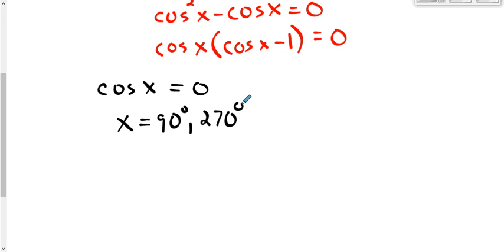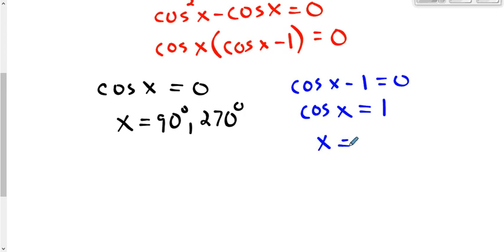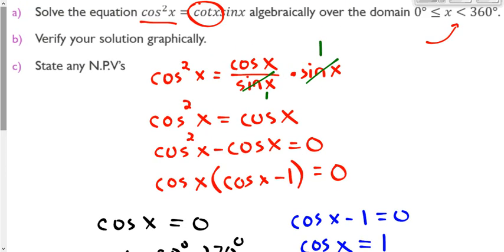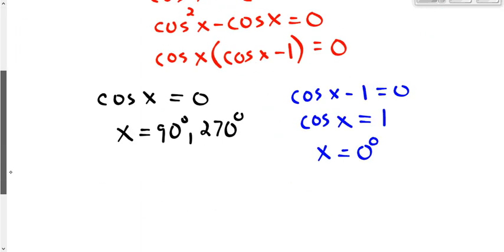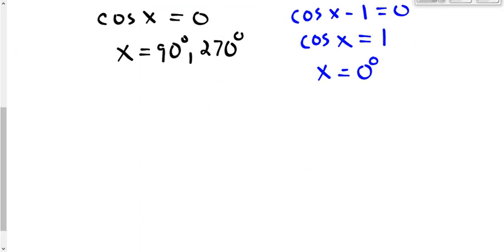The second situation that we have is where cosine x minus 1 is equal to 0. So I'm going to add 1 to both sides, and we're looking off the unit circle. Now this is where we're going to be careful. This occurs when x is equal to 0 and at 360 degrees. But we already talked about the domain, and it doesn't include 360. So we actually only have that one answer.